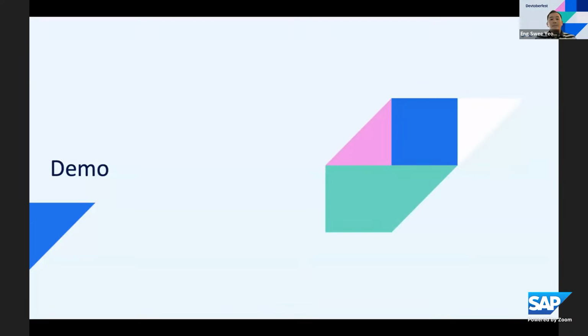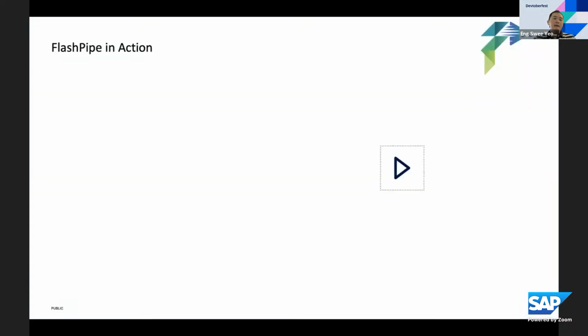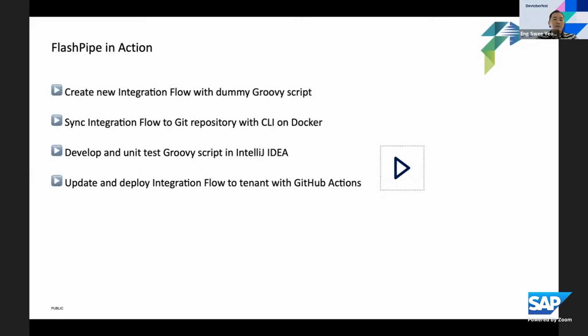So now we've just given a brief intro into FlashPipe, what it can do, what it's all about. I'm going to run through a live demo for you, and we'll look at how FlashPipe is used in action, an actual use case. I will briefly go through what we're going to achieve for this demo.